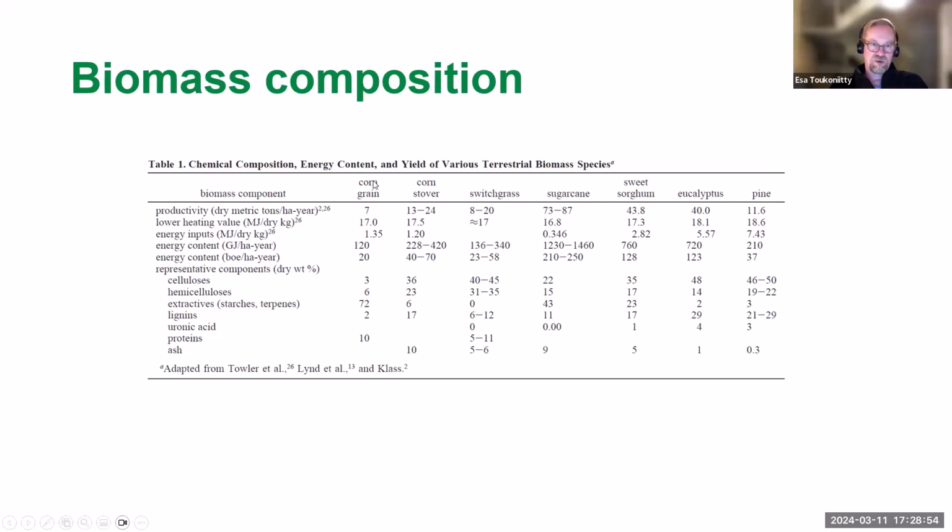If, for example, corn grain, that's something that you eat, and you'll see that there are extractives. The majority, over 70% of it, is actually starch. So it's not terpene, that I know for sure. It's edible starch that makes the majority of that corn.